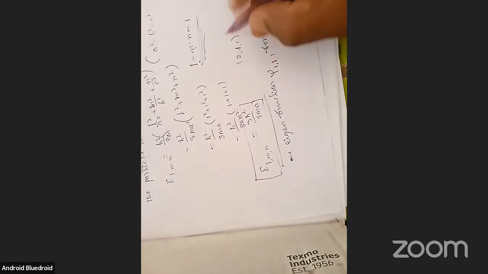The three eigen functions are: 2 comma 1 comma 1, which is one state; second, 1 comma 2 comma 1; next, 1 comma 1 comma 2. These are 3 states, these are eigen states. So psi of 2 comma 1 comma 1, next psi of 1 comma 2 comma 1, third 1 comma 1 comma 2. These are the eigen functions.